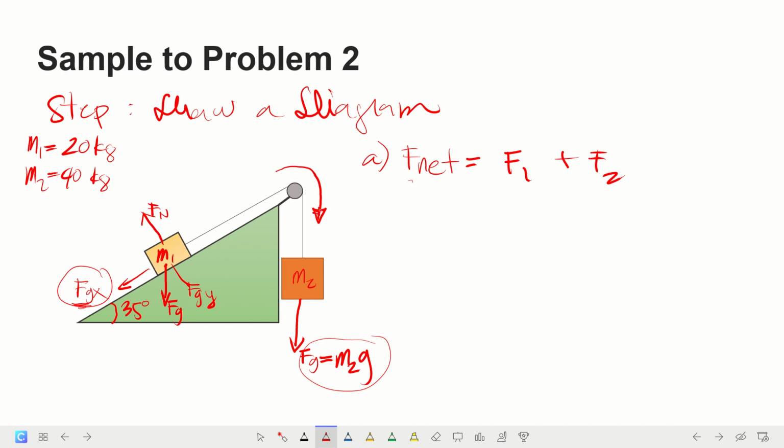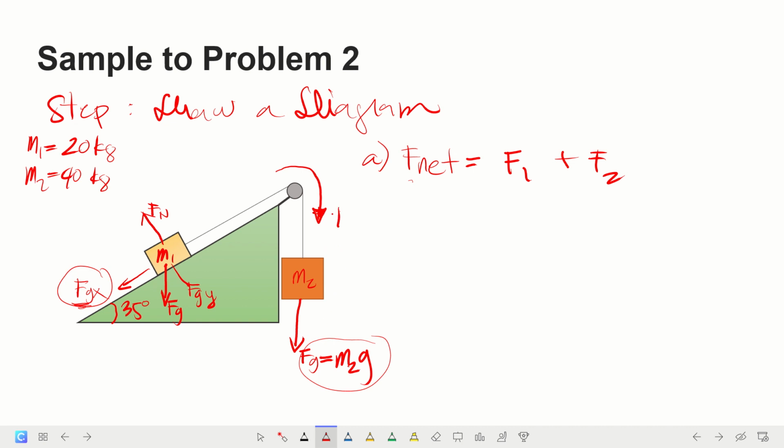So this system will be accelerating towards this direction because mass number 2 is heavier compared to mass number 1. If mass number 1 were heavier, the system would be accelerating this way. But since mass 2 is heavier than mass 1, the system is accelerating this way. So we consider the direction of the acceleration to be positive.